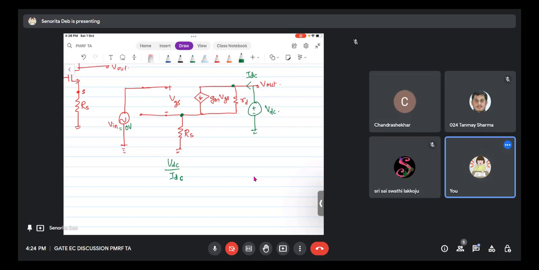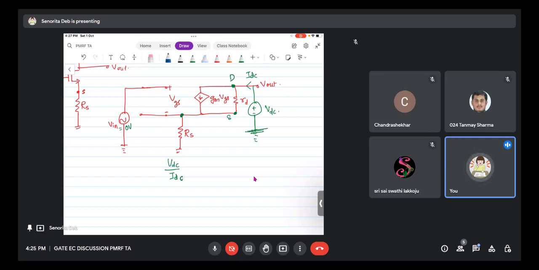Chandrasekhar? Yes, ma'am. IDC is equal to GM VGS plus VDC upon RD. How is it VDC upon RD? RD is between the drain and the source, right? And VDC is from Vout, this point drain, to ground. So it cannot be VDC upon RD. You guys have to practice network analysis a lot, otherwise these kinds of things you won't be able to solve.